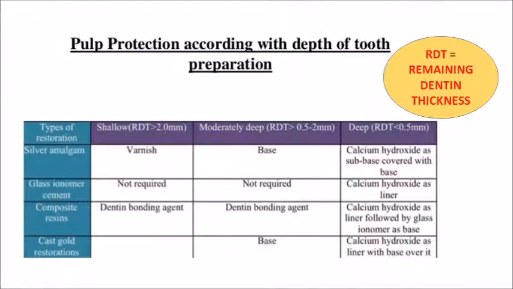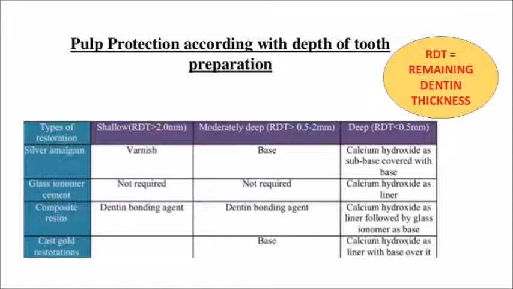Coming on to pulp protection according to the depth of the tooth preparation, what I have explained before is mainly dealt with the RDT, the remaining dentin thickness. In the table given, you can see the type of restoration according to the material of restoration, for shallow, moderate as well as deep cavity preparations. Shallow means RDT more than 2 mm, moderate means RDT between 0.5 and 2 mm, and deep means RDT of less than 0.5 mm.